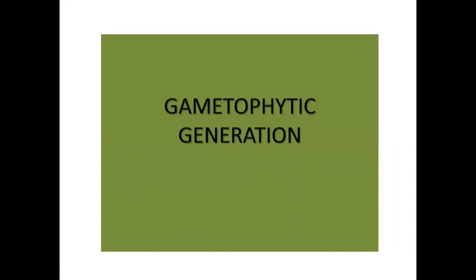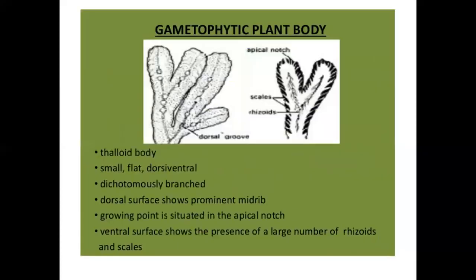Gametophyte generation of Riccia. In gametophytic plants, Riccia has a thalloid body, small, flat, dorsiventral, and dichotomously branched. The dorsal surface shows a prominent midrib. The growing point is situated in the apical notch. The ventral surface shows a large number of rhizoids and scales.